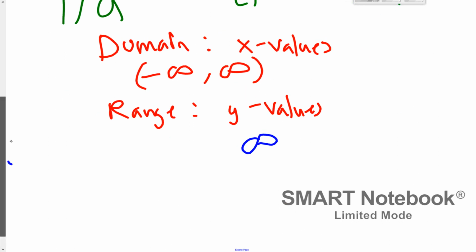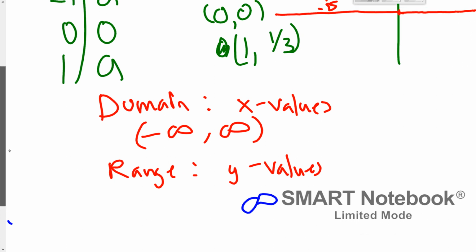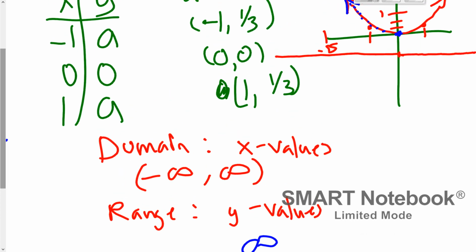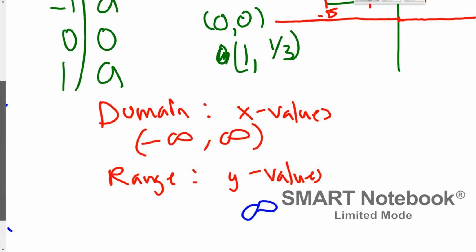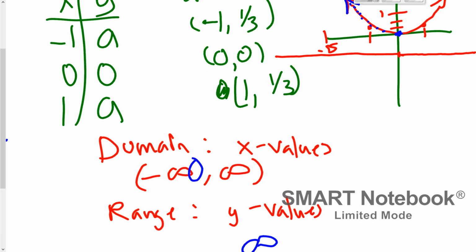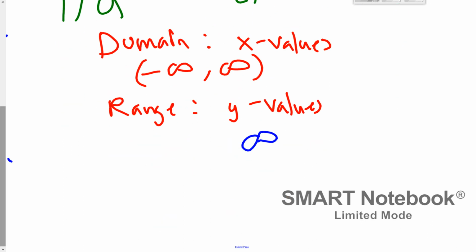But where does it start? What's the lowest y value? Well, isn't that the y value of my vertex right here, this lowest point? What's that y value? That y value is 0.